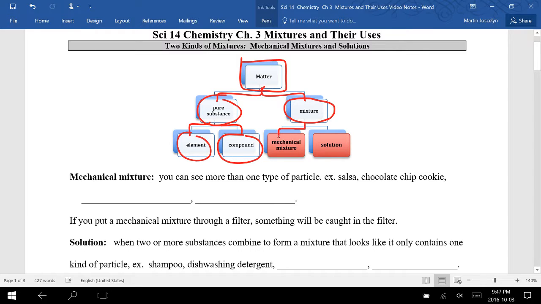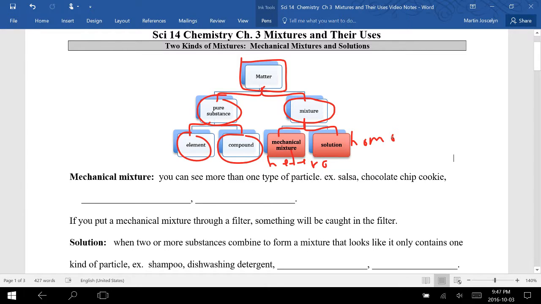And mixtures can either be mechanical mixtures or solutions. Sometimes we call these heterogeneous and homogeneous. So mechanical mixtures would be heterogeneous and solutions would be homogeneous.